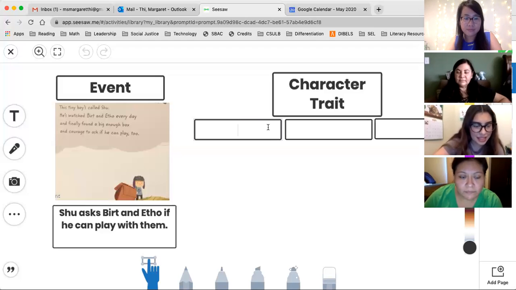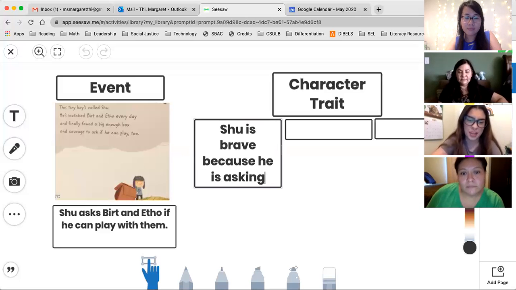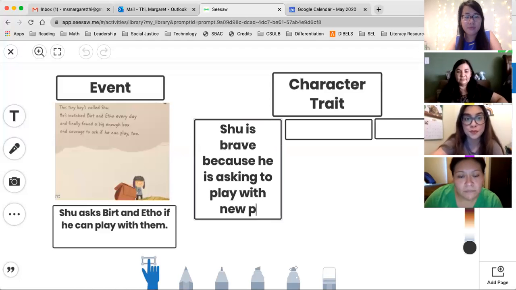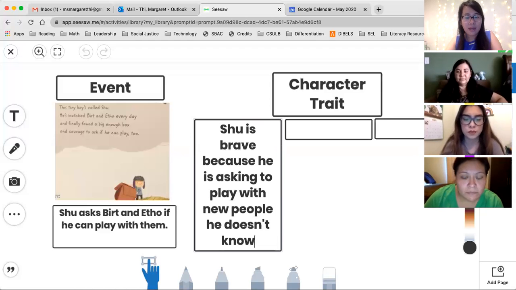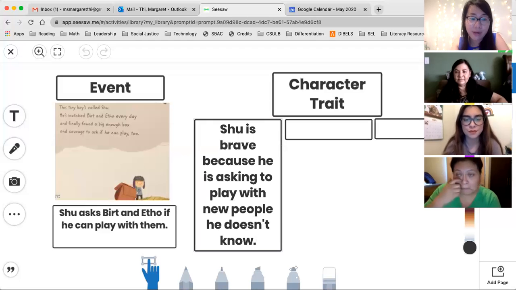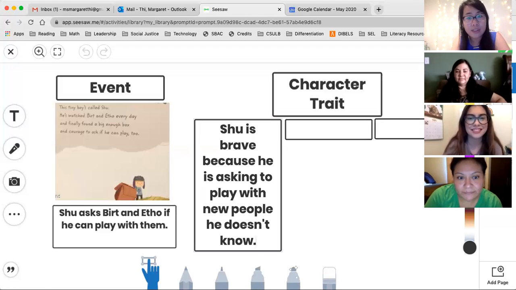Yes, I think Shu is brave because he's asking to play with new people that he doesn't know. I love that you used the word brave and you explained why you thought that. That's what's going to get you a 3 on this assignment: choosing the character trait and explaining why you think that. And that makes sense because when we meet new people, it takes a lot of courage to even ask them if we can be invited.